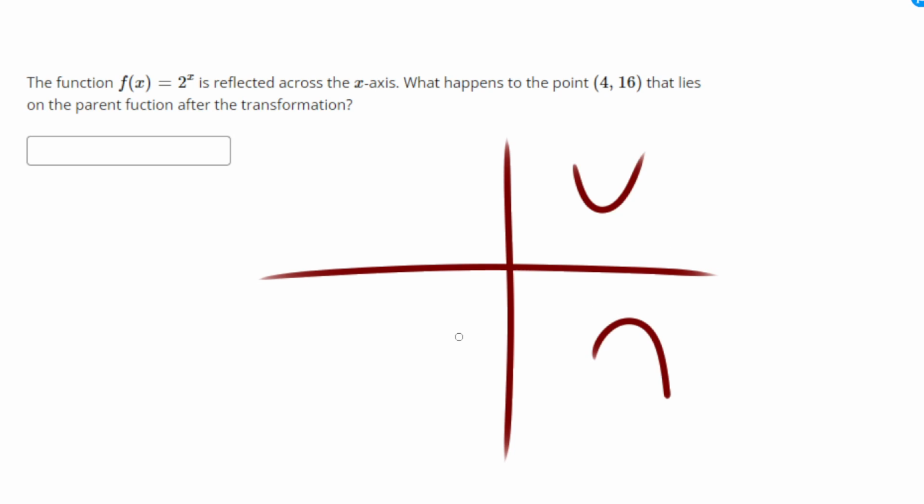What happens to the point 4, 16? So our x value is going to stay the same, but our y value is going to turn into a negative. So 4, -16.